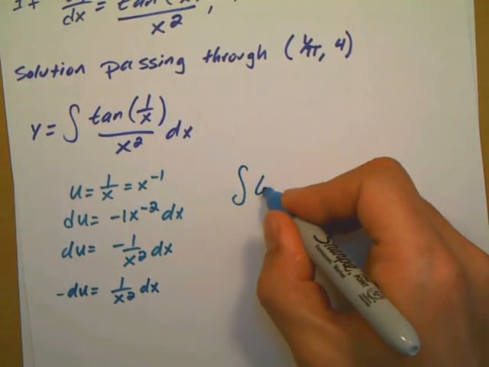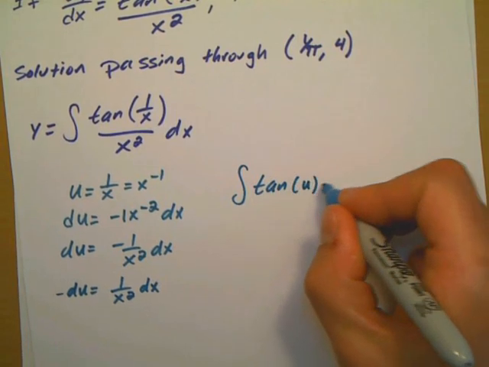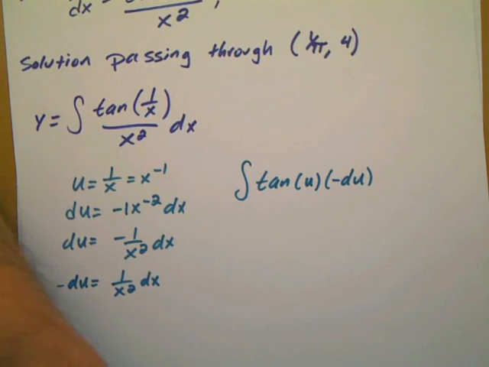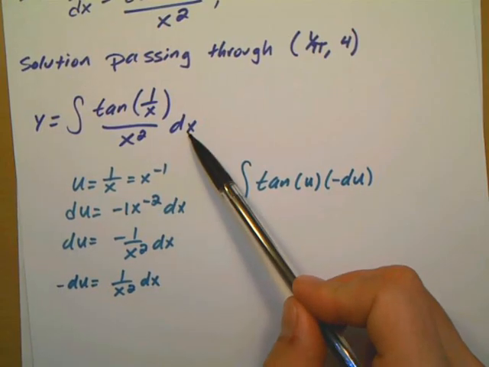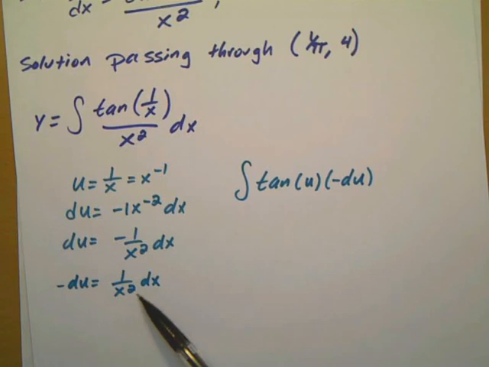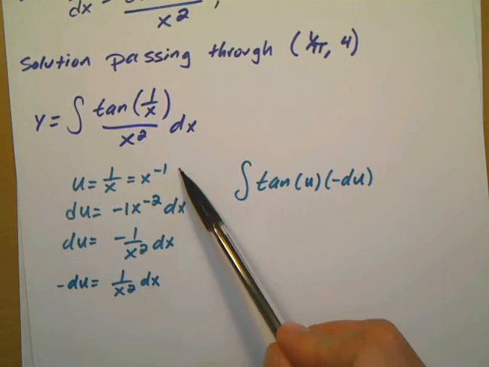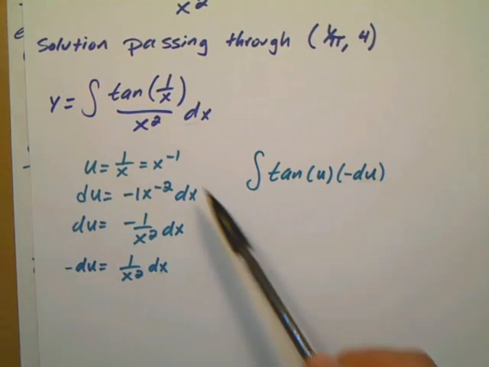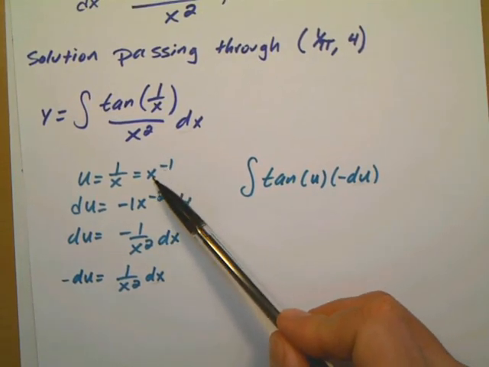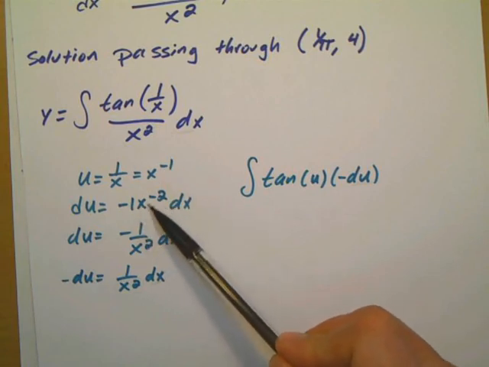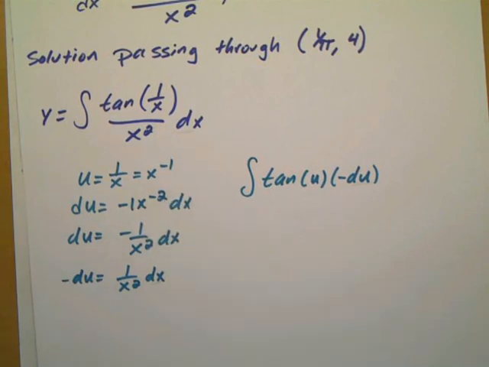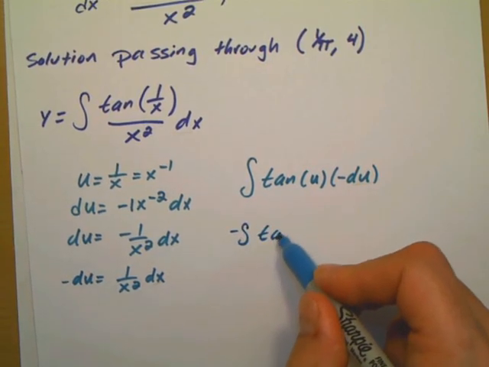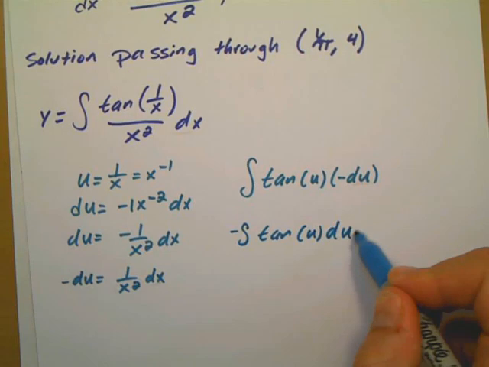And so my integral is going to be the integral of tangent of u with negative du. So again, this x squared and dx in the denominator for x squared is right over here, and this dx is next to it. That gets replaced with negative du. And I was able to do this because the derivative of x to the negative 1 is negative 1 x to the negative 2. Go ahead and factor out this constant, so negative integral of tangent of u du.